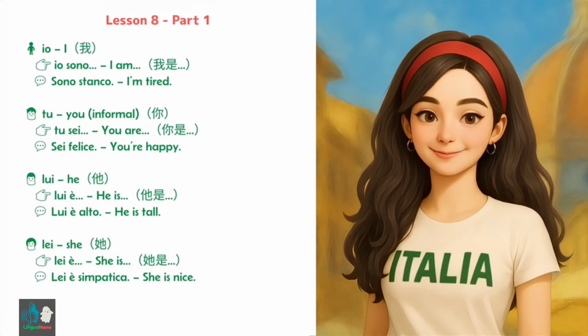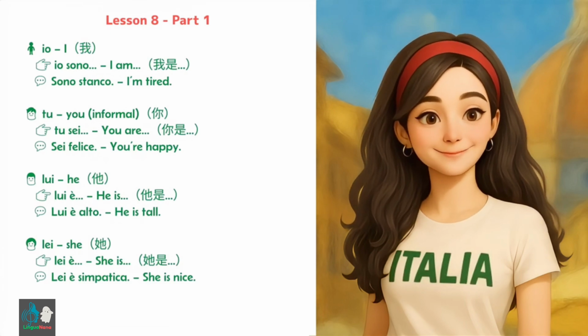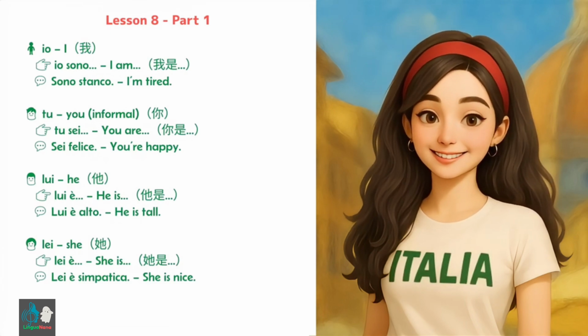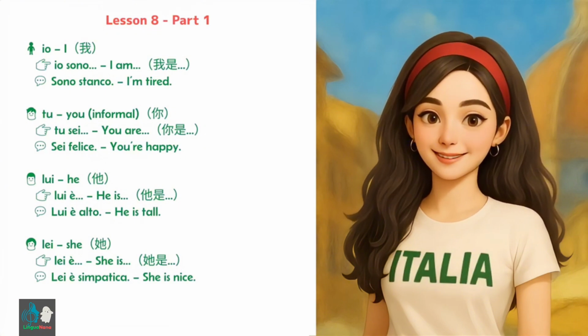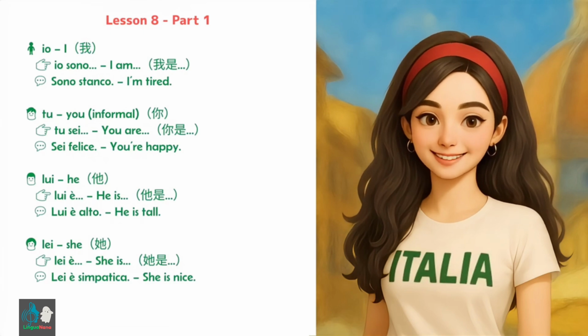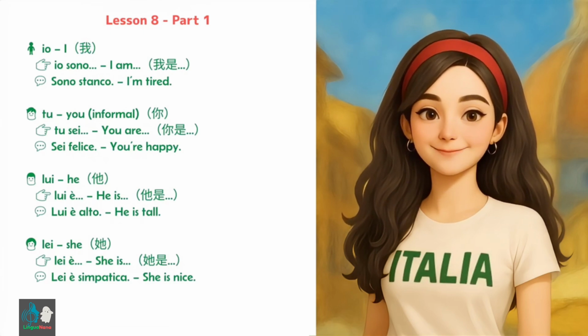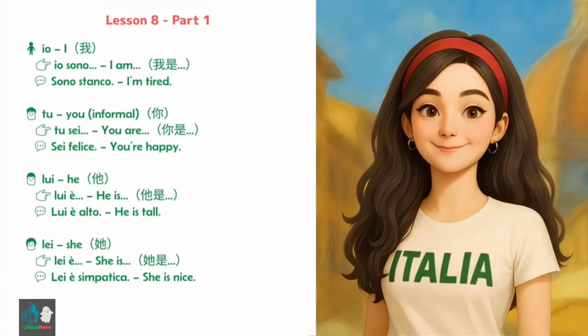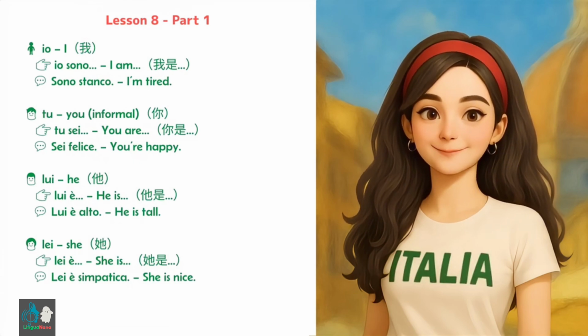And now, lei is she. Lei è means she is. For example, Lei è simpatica. She is nice. Just like before, you can drop Lei and say È simpatica, but when you want to be clear, keep it in.